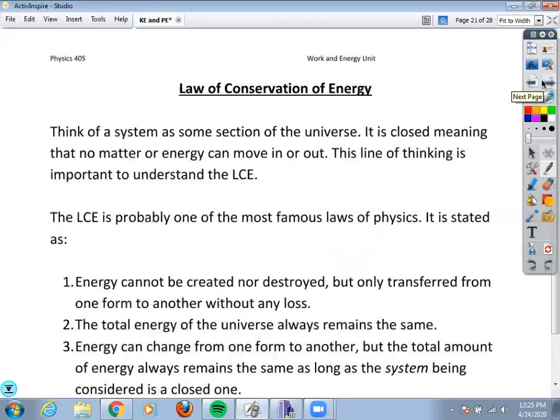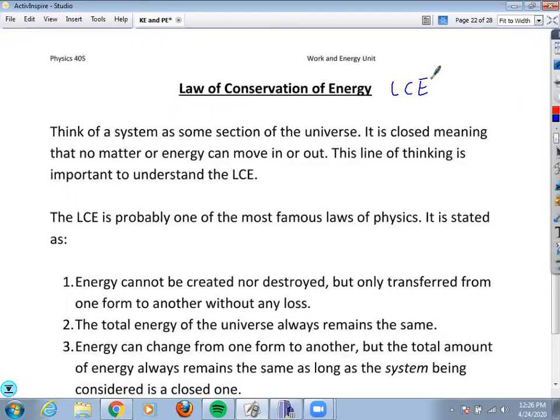Okay, so this takes us to the last part of this lesson, which is the conservation of energy. Like conservation of momentum, energy is also conserved. The system is a section of the universe. It's closed. No energy or matter can enter or leave. This line of thinking is important to understand the LCE. LCE is an abbreviation for the law of conservation of energy. It's probably one of the most famous laws.